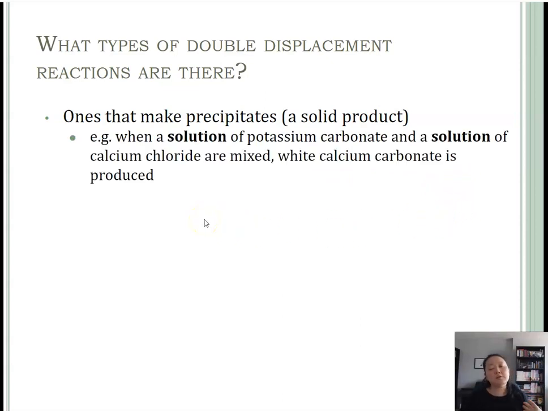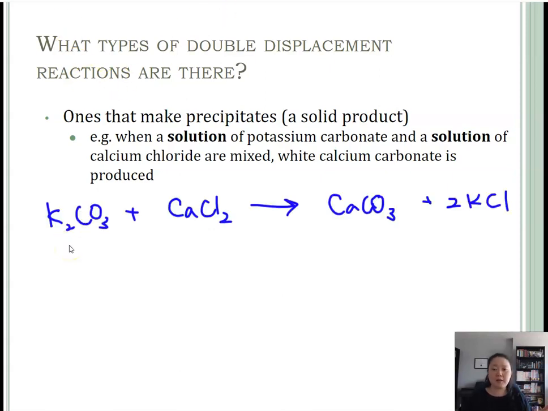For example, when you have a solution of potassium carbonate and a solution of calcium chloride, you get calcium carbonate, white calcium carbonate, being formed in the test tube or whatever you're reacting this in. So you have your potassium carbonate, you have your calcium chloride. You can note that these are also in solution, like they were in those single displacement reactions. Again, solids reacting with each other don't really happen. And so what you're going to do is switch partners. You can see in this particular case, I've left the non-metals where they were, and I switched the metals.